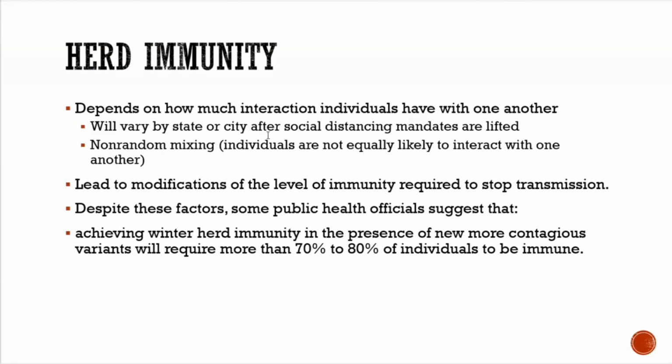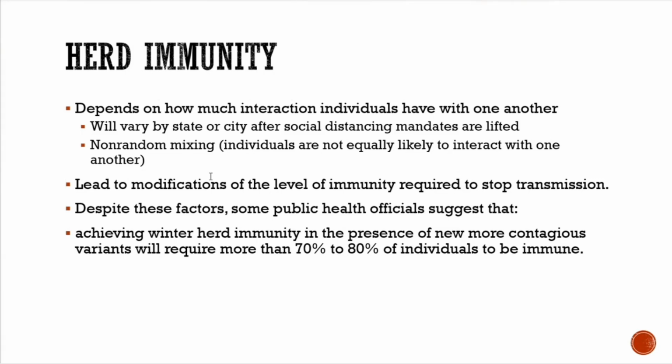Again, this will depend on how much interaction individuals have with one another. It's going to vary by state or city, especially after social distancing mandates are lifted. And then it'll depend on non-random mixing, so individuals not equally likely to interact with one another, depending on what's in place. This is going to lead to modifications in the level of immunity that's required to stop transmission. So there's a lot of factors.